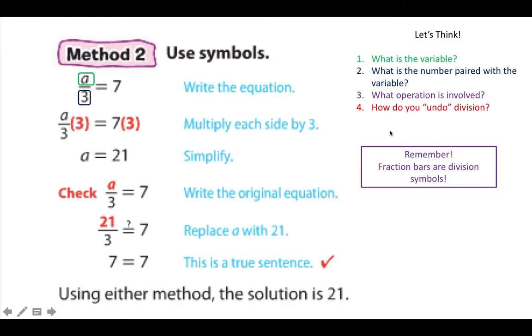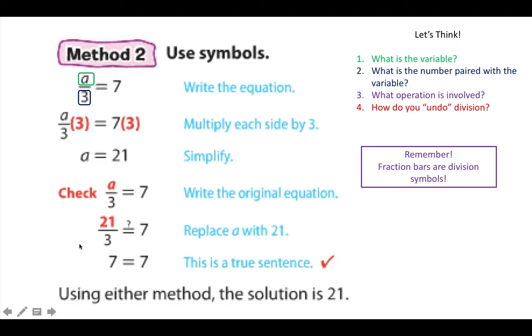And how do we undo division? Well, we're going to multiply. And we're going to multiply each side by 3. So to solve division equations, we multiply by our divisor. We're multiplying each side by 3. These 3's are going to cancel each other out, and we'll look a little closer into that in the next example. And then we see that A by itself is equal to 21 because 7 times 3 is 21.